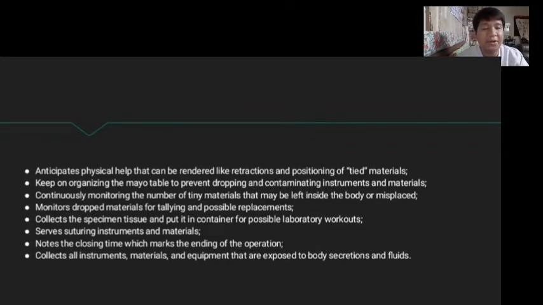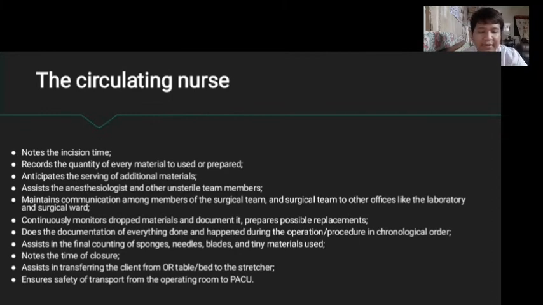So during the operation, the circulating nurse records the time when we start. Anticipate also serving the additional materials, like liquids, which we already demonstrated, right? And then assist the anesthesiologist, since both of them are unsterile. And then maintain communication among the surgical teams, like the laboratory, surgical ward, or others. Continuously monitor the dropped materials and document them, because when the scrub nurse drops materials, the circulating nurse does the counting. So that's the documentation and everything done during the operation.